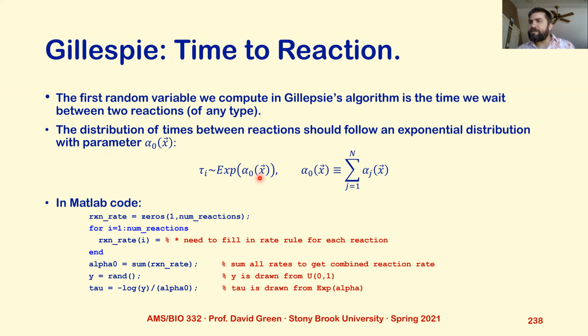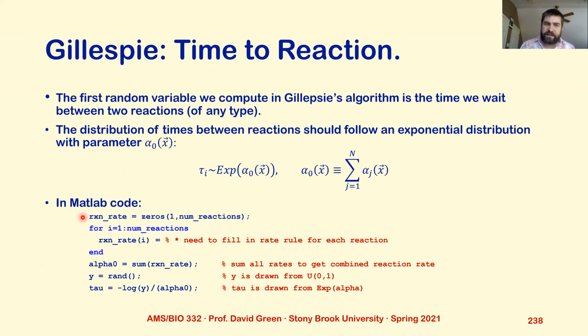It turns out this is actually a fairly easy thing to do in MATLAB or in almost any type of computer programming language. We discussed this exact problem in the Poisson process lecture. We compute a random number from a uniform distribution, and then we transform that using the natural log. And so we expand that Poisson process rule to a Gillespie algorithm rule.